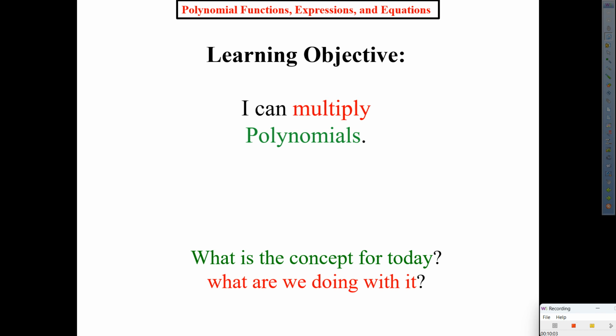Say the definition for polynomials, please, just to make sure they got it. Definition for polynomials. Everyone, what's a polynomial? It's an expression, yes.